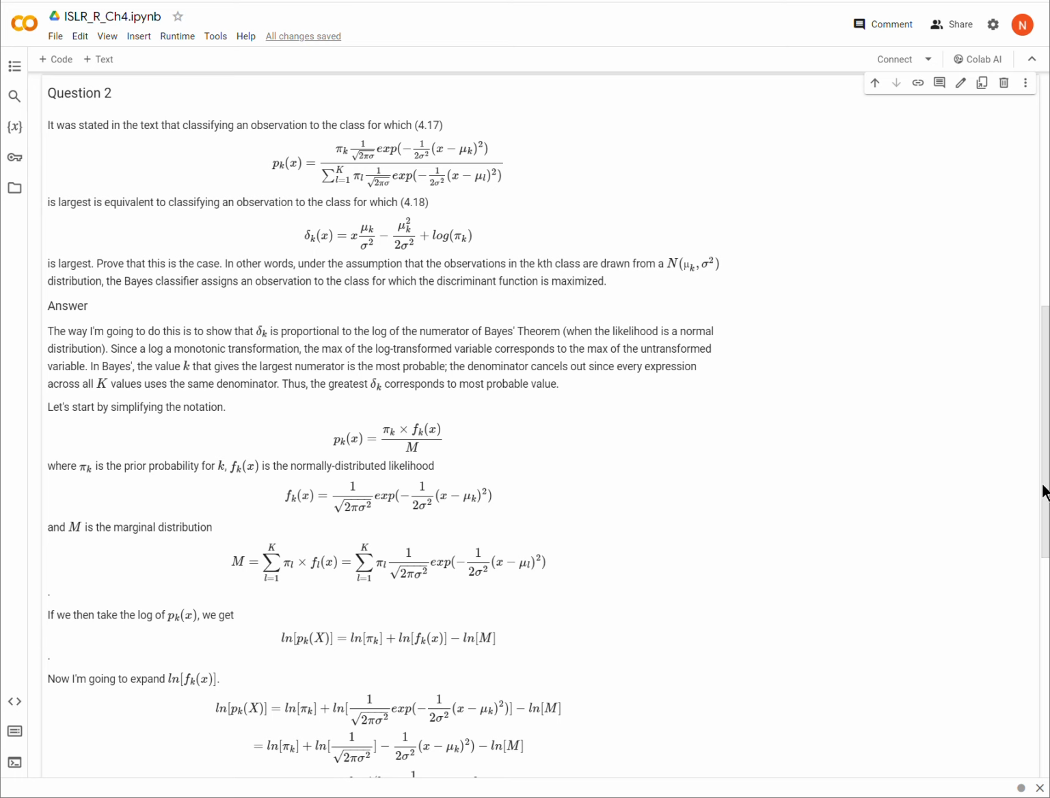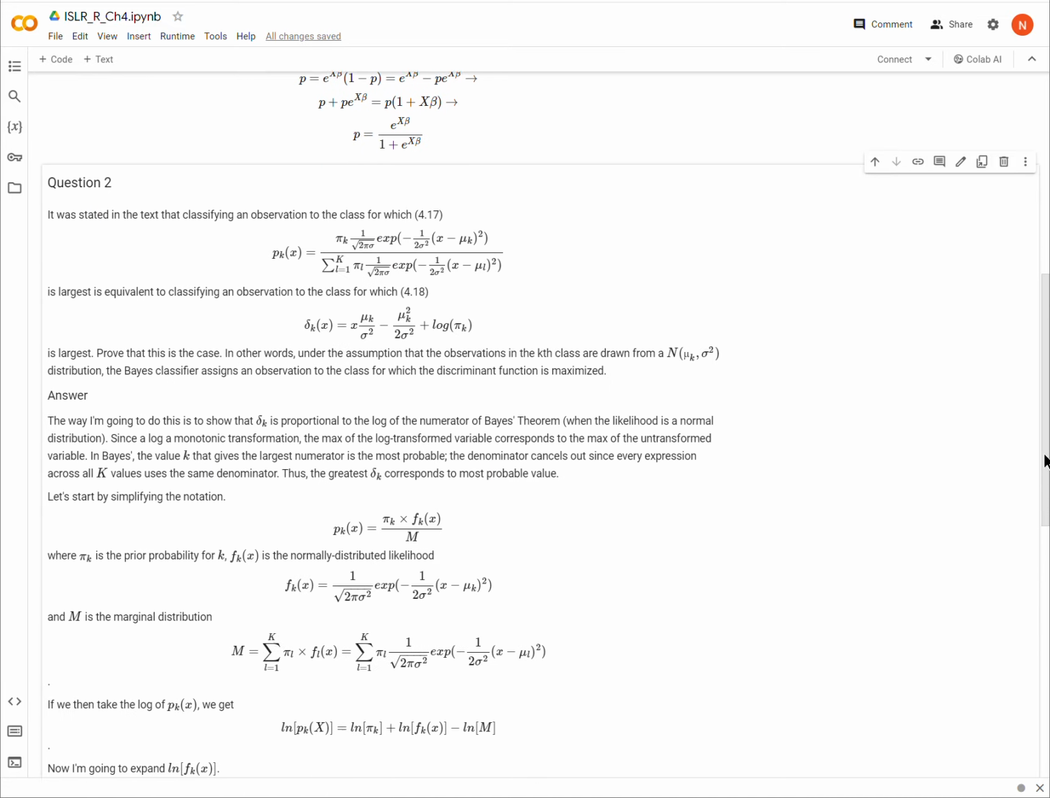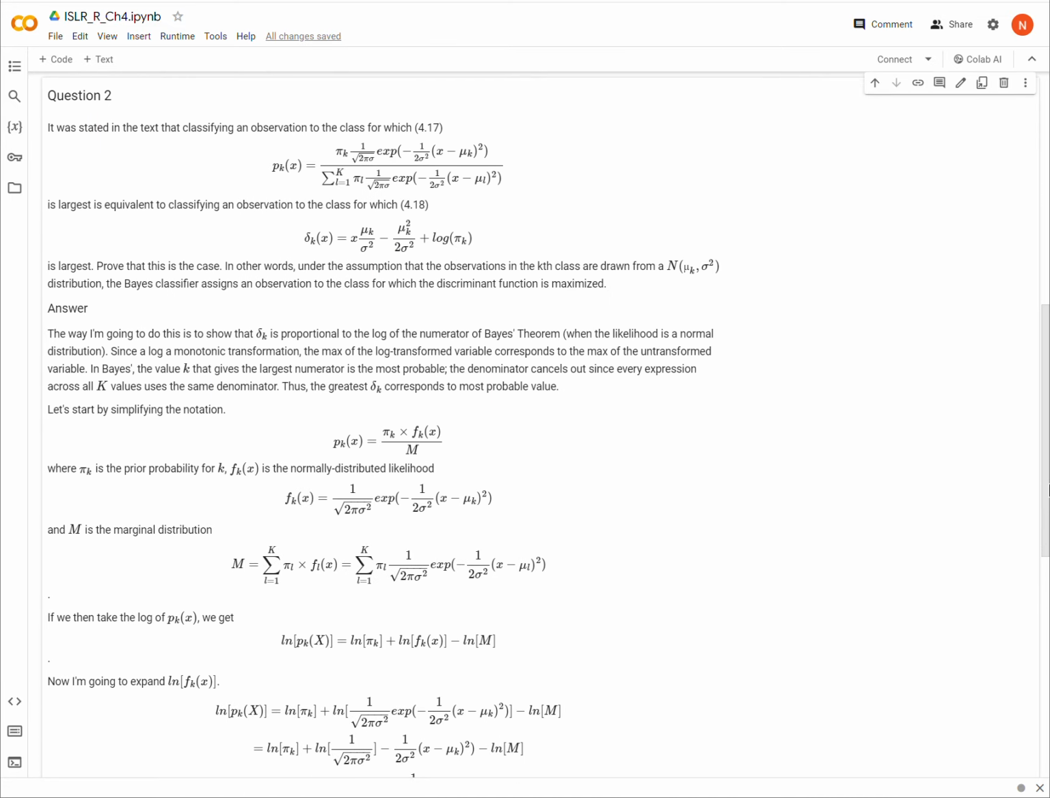Okay, so we are on Chapter 4 of An Introduction to Statistical Learning. We are in the conceptual questions, and this is question 2. Question 2 is discussing linear discriminant analysis. The text states that if we classify observations according to expression 4.17, which is in the book, that is equivalent to classifying them according to this expression right here.